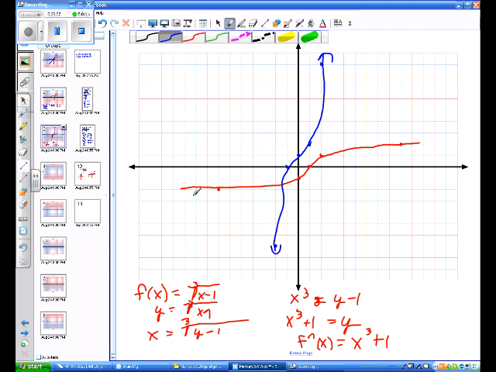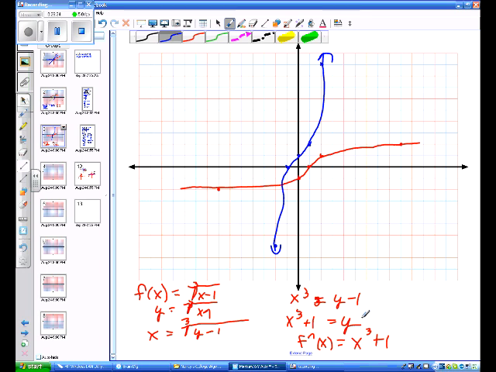Now in this case, our domain was all reals, and our range was all reals. Well, the same thing here. Our domain is all reals, and our range is all reals. And so we are able then to come up with our inverse function.